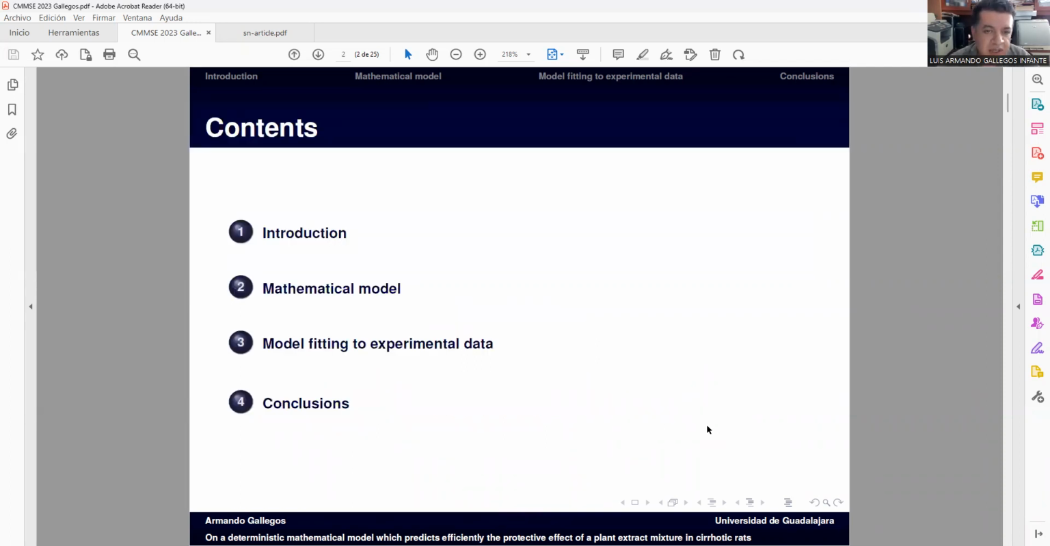Okay, here we can see the contents of the presentation. We start with the introduction, mathematical model, model fitted to experimental data, and conclusions.